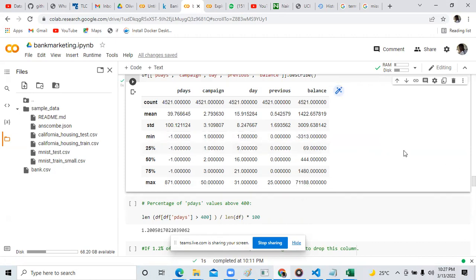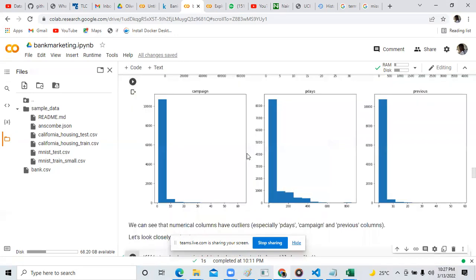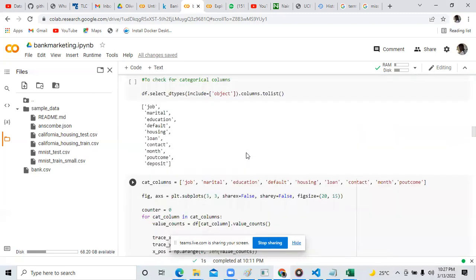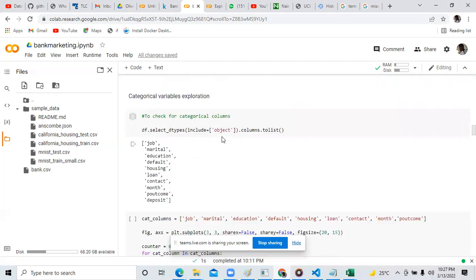So the long and short of what we've done in df.describe just tells us that these columns have serious outliers and they are very imbalanced, right? So that's the reason for numerical and categorical variable exploration. It's an exploration. We are not getting insights from it yet. It's just an exploration, right? So that's number 3.